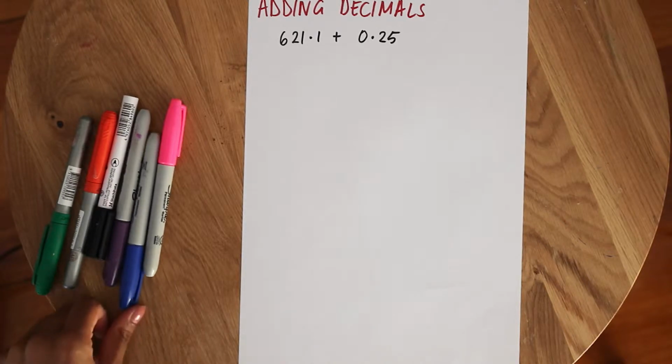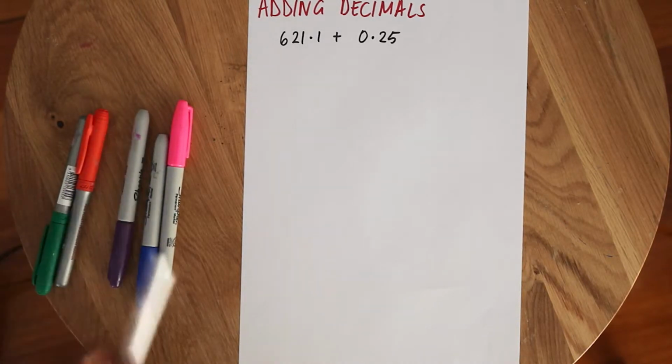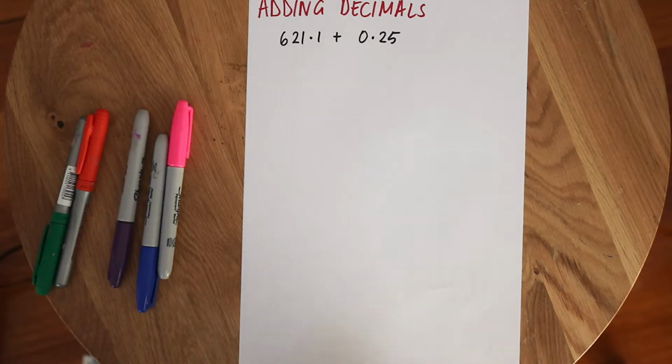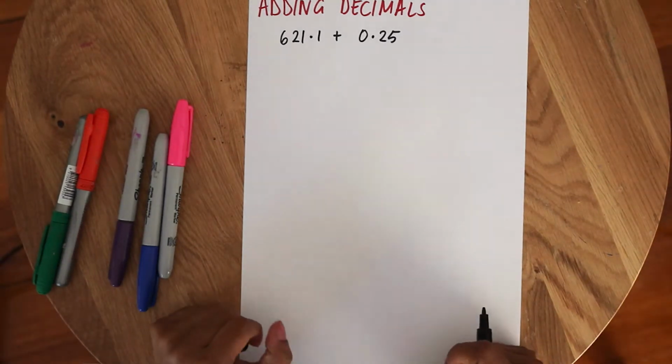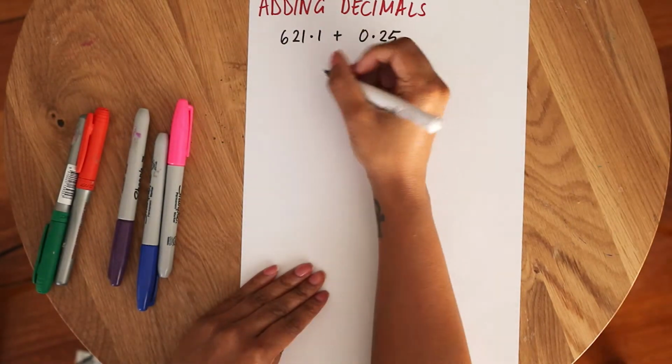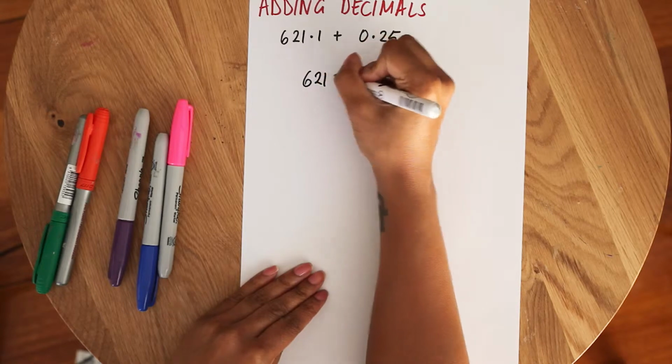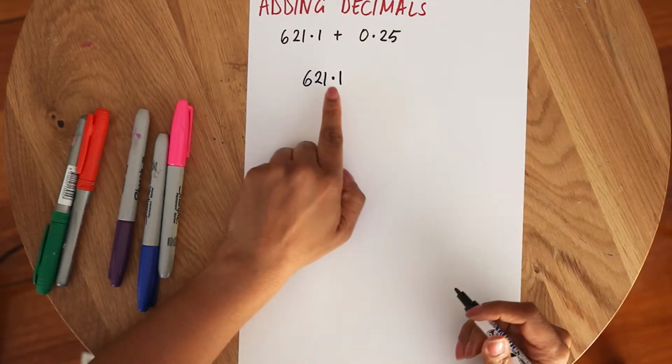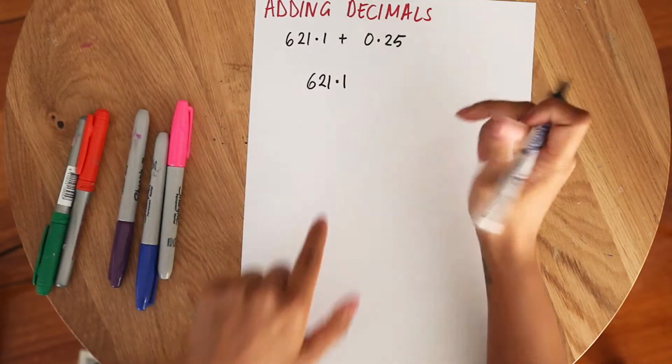The first one, to show me that you're able to attempt the question, is to set up our sum correctly. And the way we do that is to line up our decimal points. So I'm going to write our first number here, 621.1, and then I'm going to line up our decimal points with our second number.